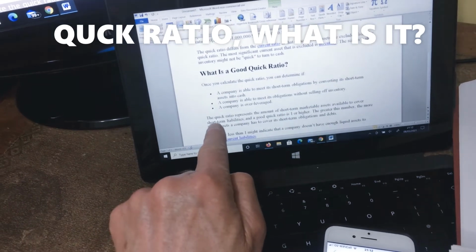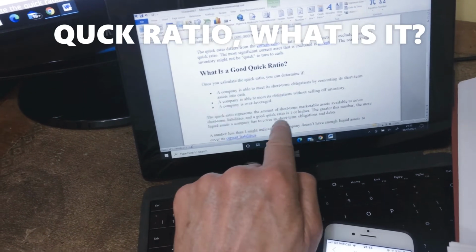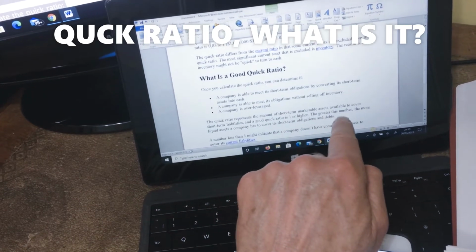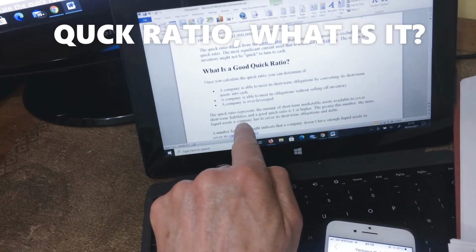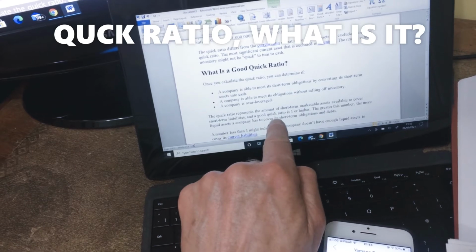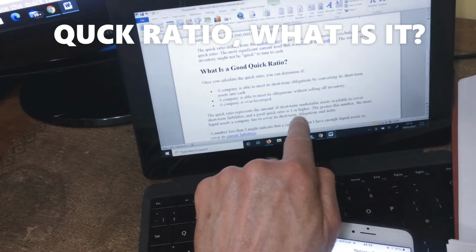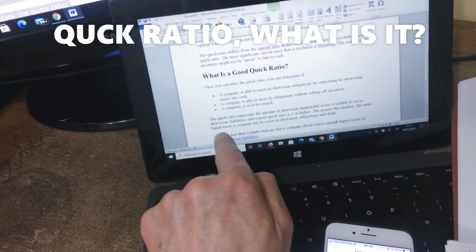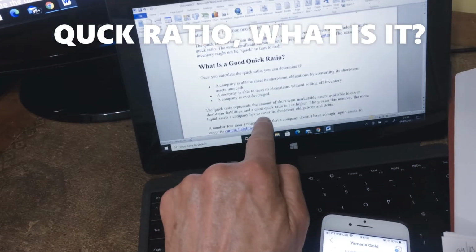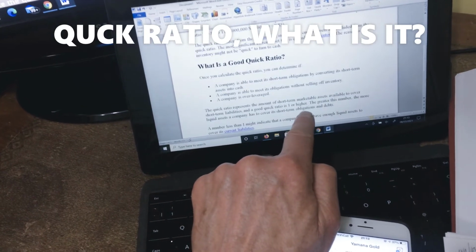So it says here the quick ratio represents the amount of short-term marketable assets available to cover short-term liabilities, and a good quick ratio is 1 or higher. The greater the number, the more liquid assets a company has to cover its short-term obligations and debts.